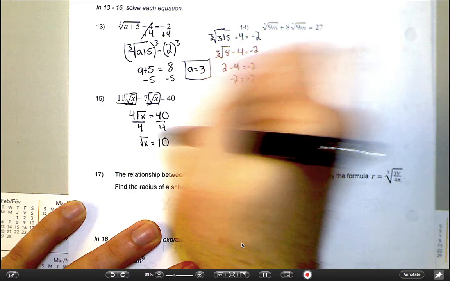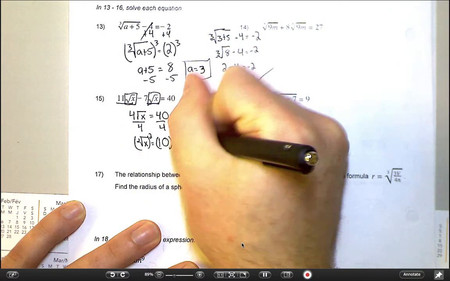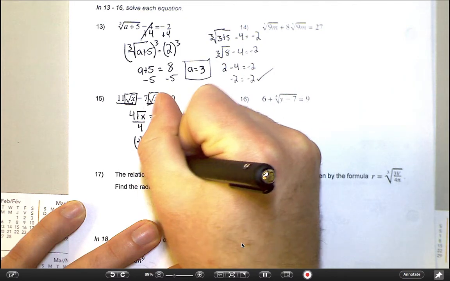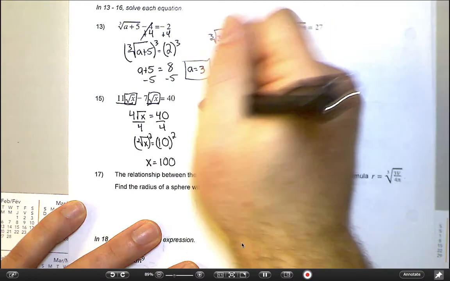Then to get rid of the square root, because again this is really a 2 on the front, we raise it to the 2nd power, and 10 to the 2nd power is going to be 100. So we get x is equal to 100. Now a quick check on that one as well.